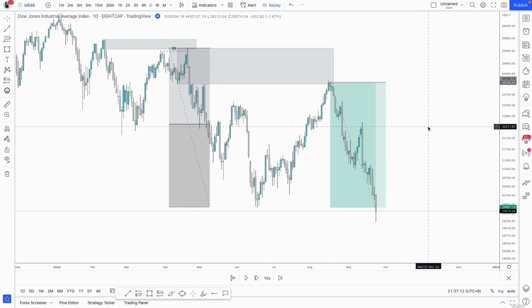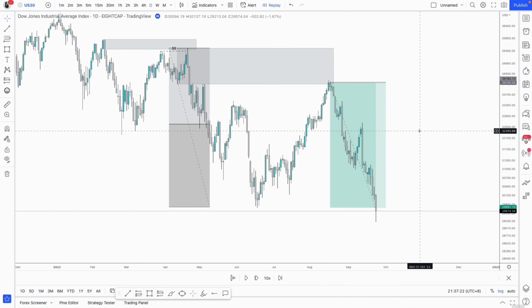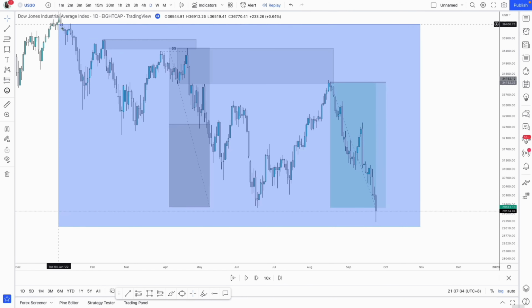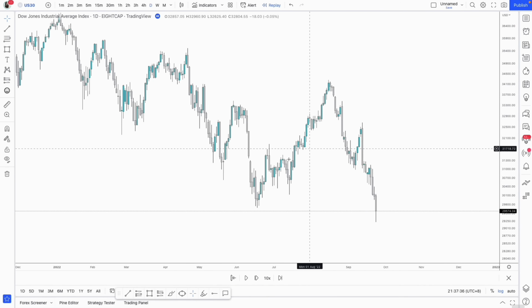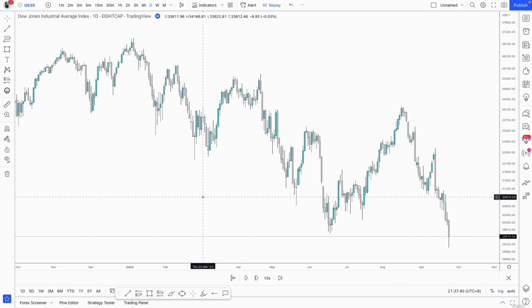So how was I able to generate, or at least how was a trade available that was 112 risk to reward, which is pretty insane by any standards. No matter how long the trade takes to play out, 112 risk to reward is incredibly amazing. So there are a few different layers, of course, to this, and I want to essentially break them all down to you. Again, this is the Dow Jones.